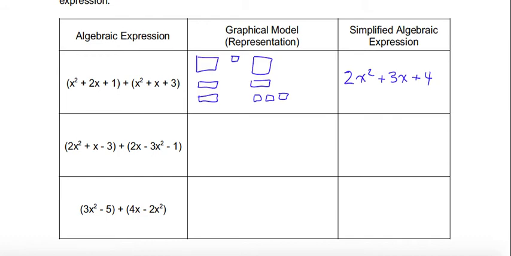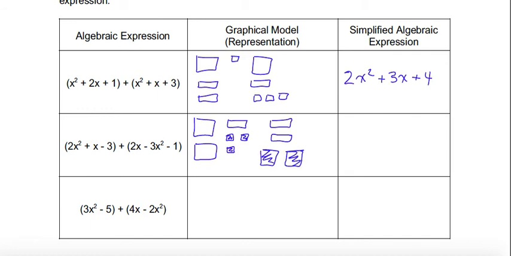The next example, I have 2x squared. Those are positives, and those are large squares. I have plus x, so 1 rectangle, and minus 3, so 3 small shaded in squares. The next expression I have in this one is 2x, so I have 2 rectangles, minus 3x squared, so I have 3 large squares that are shaded in, and I have negative 1, so 1 small square shaded in.